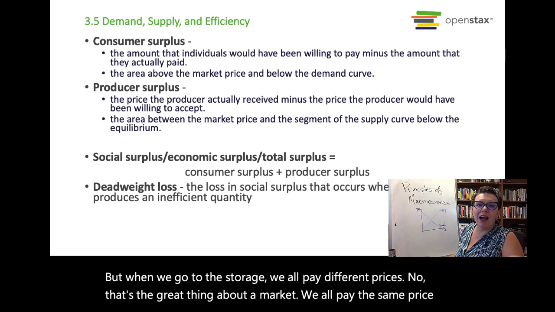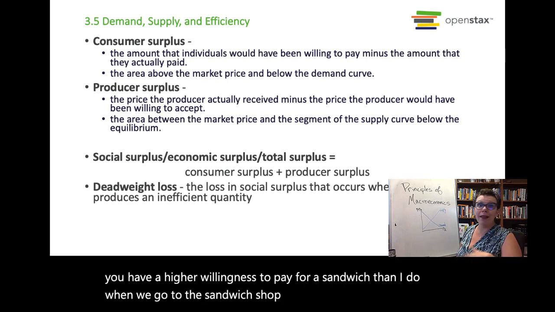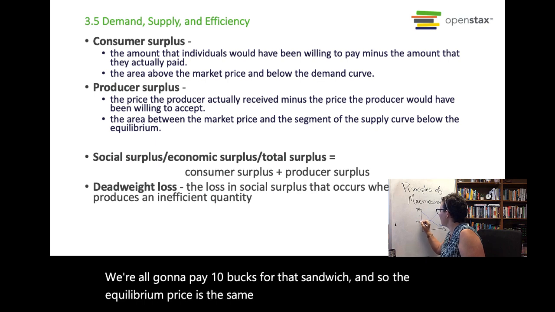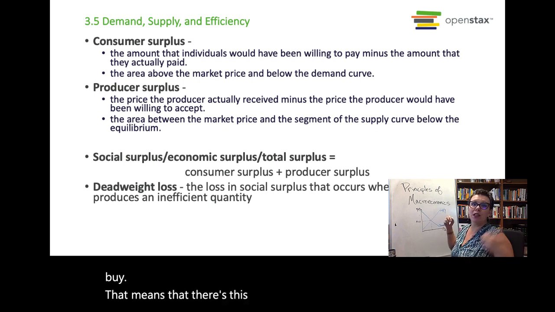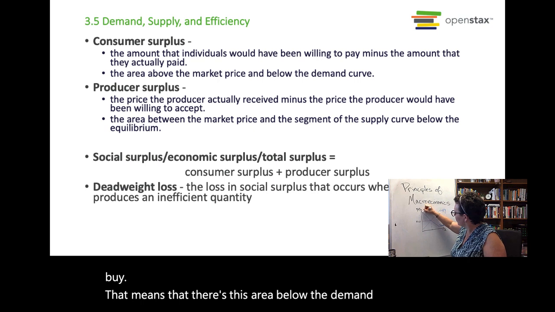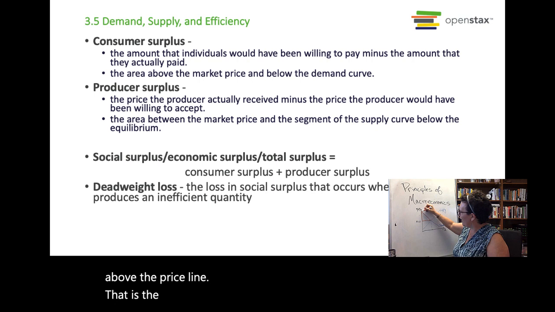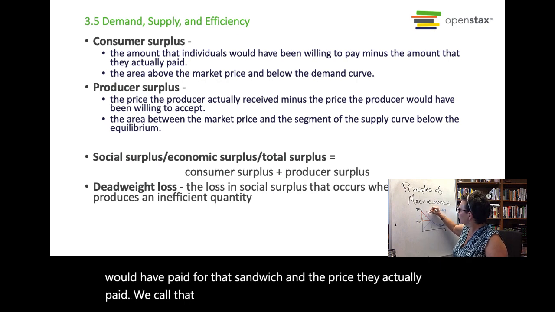If you have a higher willingness to pay for a sandwich than I do, when we go to the sandwich shop, we're all going to pay $10 for that sandwich. And so the equilibrium price is the same for everybody, regardless of what we buy. That means that there's this area below the demand curve and above the price line that is the difference between what every single person here would have paid for that sandwich and the price they actually paid. We call that consumer surplus.